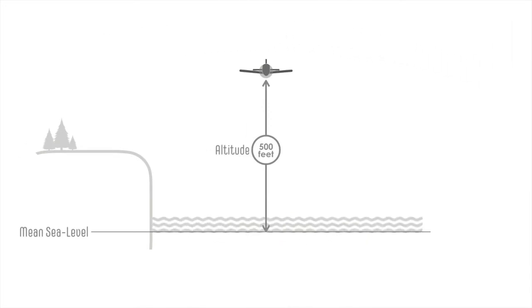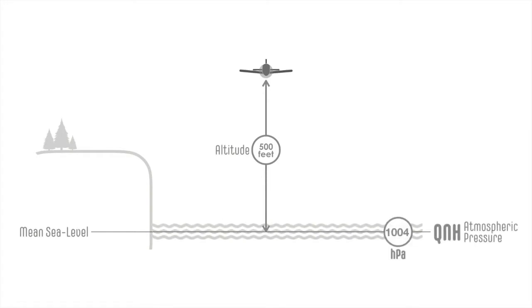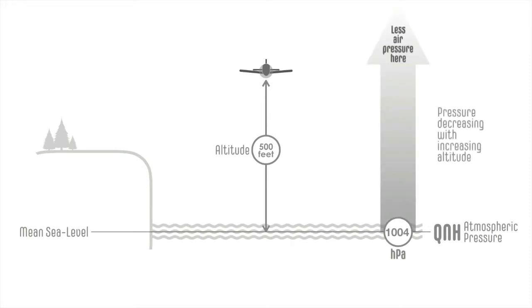Generally, QNH is expressed in hectopascals, for example, 1004 hectopascals in the low level atmosphere where training aeroplanes usually fly. Air pressure decreases as altitude increases at a relatively constant rate. The altimeter senses air pressure and is calibrated to estimate the aeroplane's altitude above the mean sea level.